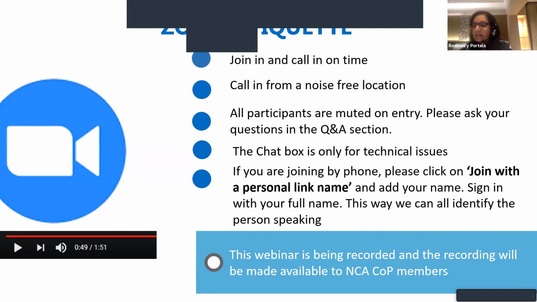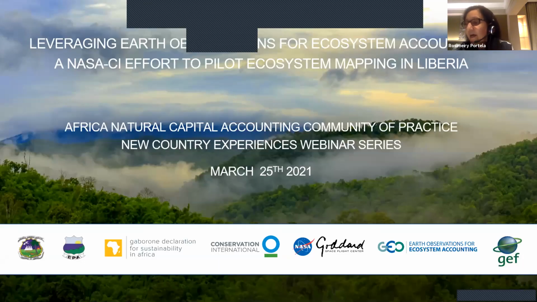Next slide, please. So today we will be focused on a low-cost, replicable approach for data identification and mapping of ecosystem extent, developed through a partnership between the US Space Agency, NASA, Conservation International, and the government of Liberia. The proposed approach of mapping ecosystem classes seeks to help overcome what is often a hurdle, or an obstacle, towards the implementation of ecosystem accounts by many countries.